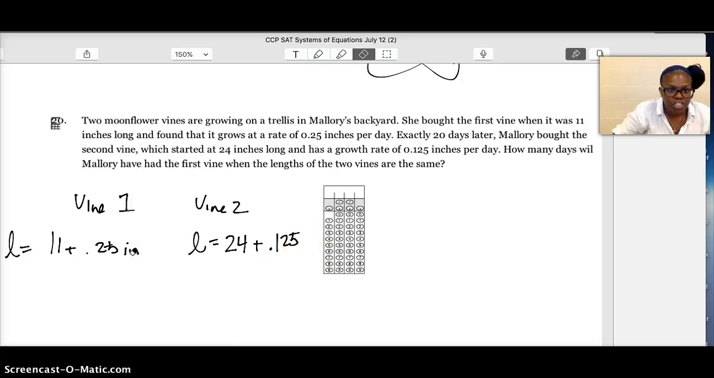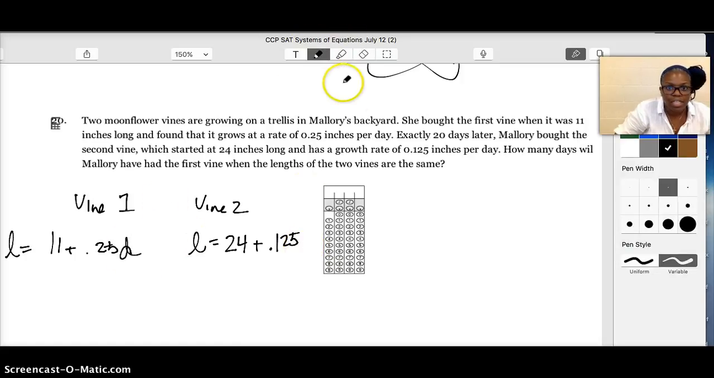I'm actually going to change this variable and not use inches, but use days. So for each day it grows, I get to add on either 0.25 or 0.125, depending on which vine I'm referring to. Now, the tricky thing here is that she purchased this one 20 days later. So after 20 days, this original vine has grown from the original 11. We knew it grows 0.25 inches per day. If I take 20 multiplied by 0.25, I get an additional value of 5. So by the time the second vine was purchased, when I add 5 to the initial 11, I get 16 plus, and it's still growing at a rate of 0.25 inches per day.